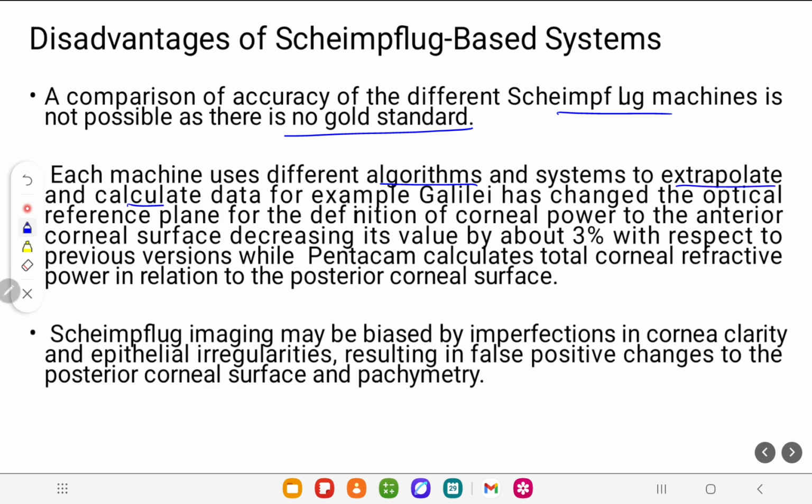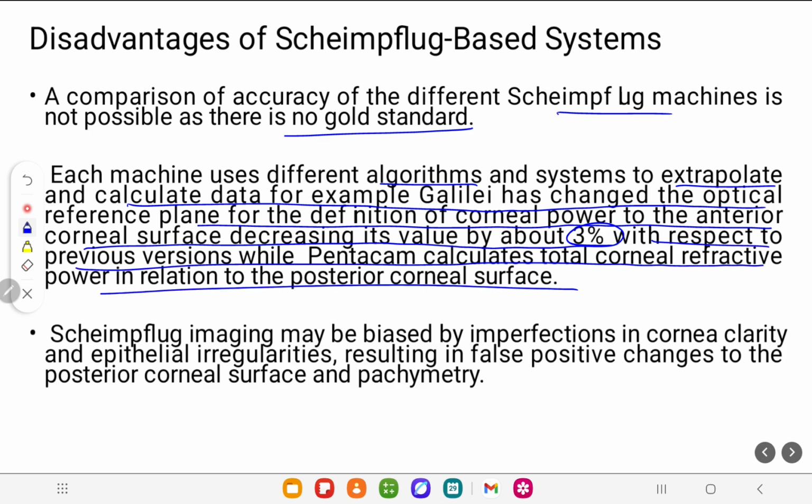The system extrapolates and calculates the data, and Galilei has changed the optical reference plane and the corneal power, and the anterior corneal surface decreases the value by 3%, compared with the previous Pentacam calculation of corneal power. So it's always better if you have one instrument and then compare with another. But you have to understand that the values are different, everything is different from one to another.